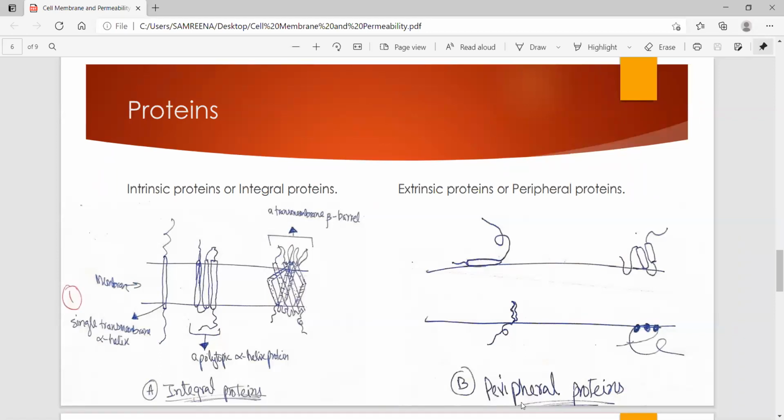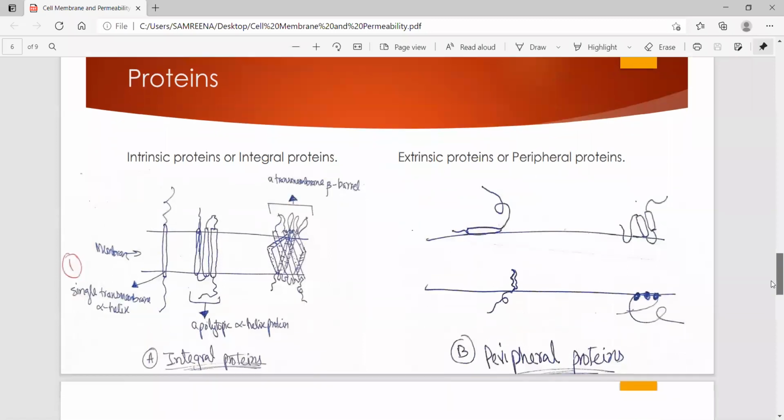Now the extrinsic or peripheral proteins. It means these proteins are not present within our plasma or lipid bilayer membrane. This is our upper lipid bilayer membrane, and this is our lower lipid bilayer membrane. So we can see that the proteins which are on the surface, on the periphery of the lipid bilayer membrane, or they are little embedded in the lipid bilayer, but still the majority of the portion of this lipid is outside only. So here we are having different locations where these peripheral proteins are present.